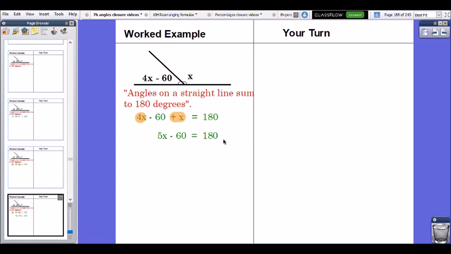Can you predict what I'm going to do next? Do you see how this links to our work on solving equations? So our question is, find what x is. Okay, so I'm looking for x, so I don't want 5x minus 60, I just want x on its own.